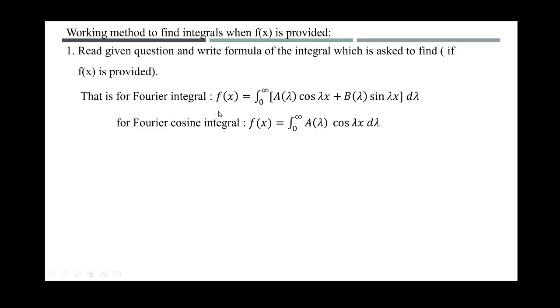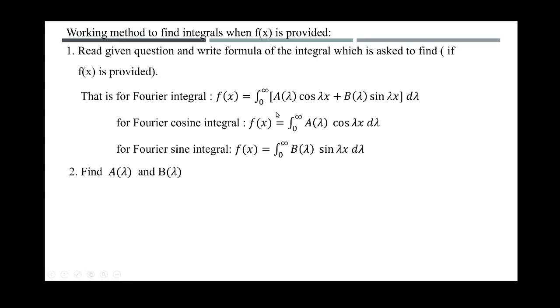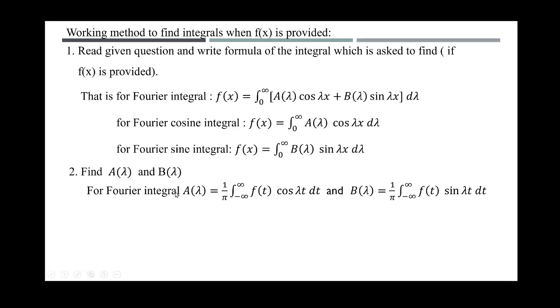So here I have given the formula of Fourier integral, Fourier cosine integral and Fourier sine integral. Whichever is asked, you write that formula. Now if you observe in these formulae, a lambda and b lambda are there. So to evaluate any one of these integrals, first we should evaluate a lambda and b lambda. To evaluate a lambda and b lambda, we have to follow these formulae.